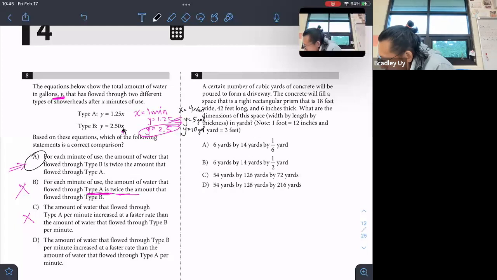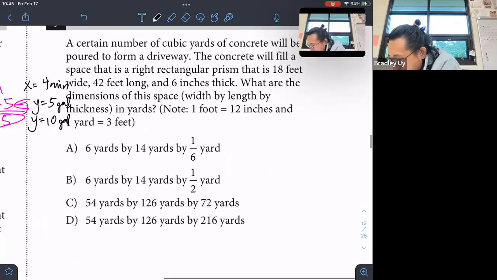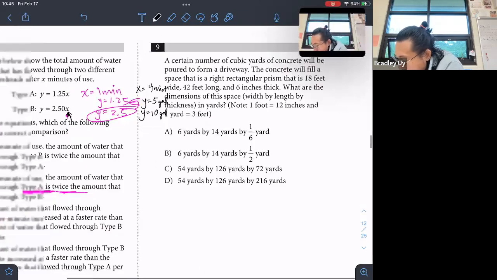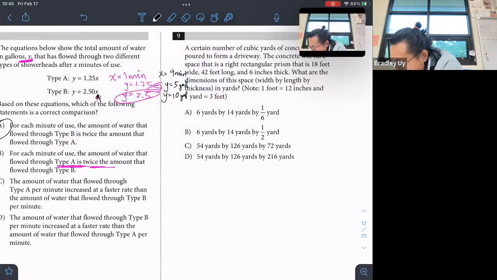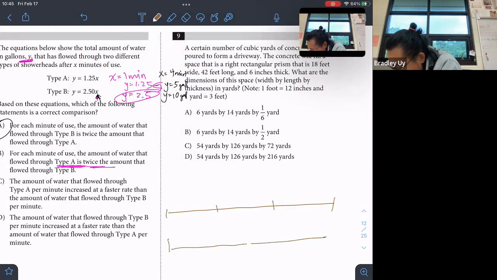Number 8 is A. Number 9, the number of cubic yards. This is a good one. I think what can help with this, if you're not super familiar with the conversions, is to draw a picture. Okay, so this is 1 yard. It is broken up into 3 feet. They tell you these conversions.